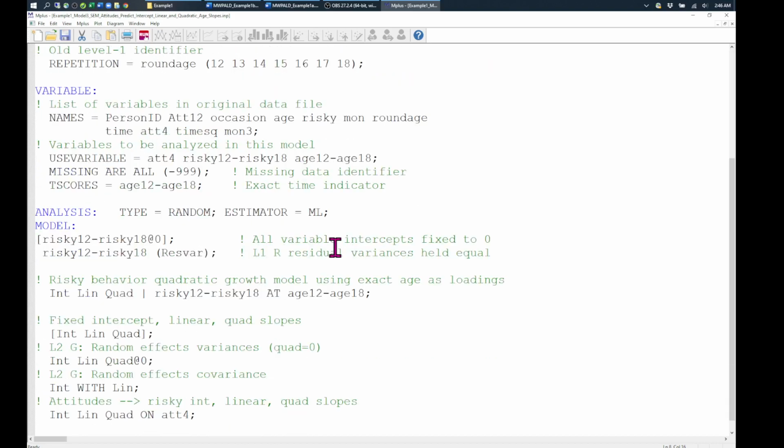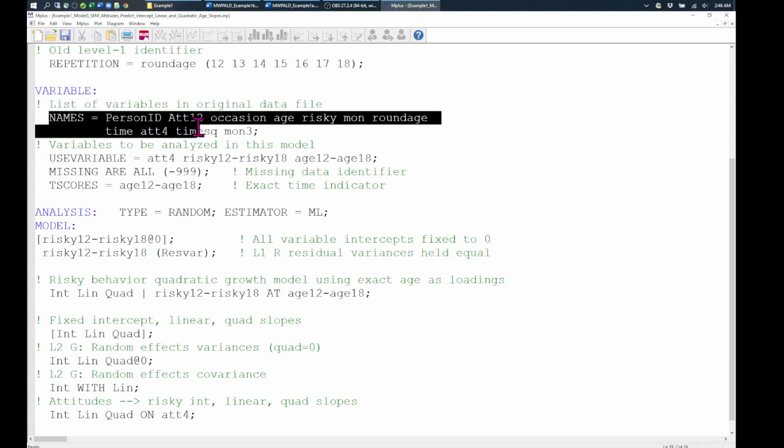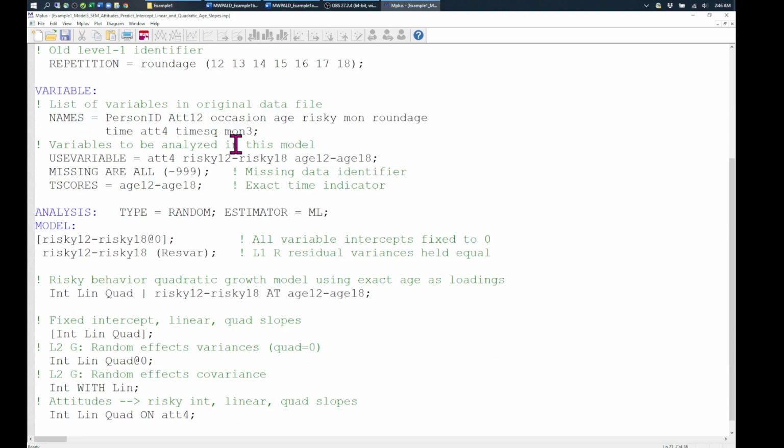Okay. Then from there, names is the names of the original data file that you're starting with, and so this is the same as what we had before. Then use variables has the names of the variables to be analyzed. So in the wide file, I'm using one column for attitude centered at 4. I'm using 7 columns for risky behavior from ages 12 to 18, and another 7 columns for age, because each person is measured at a slightly different age, even at the same occasion.